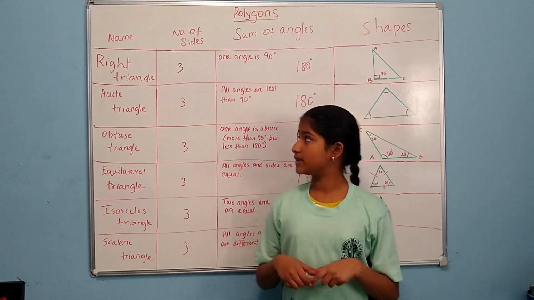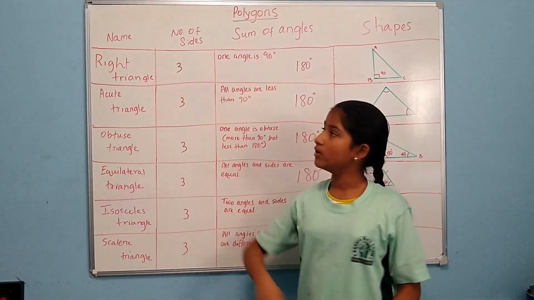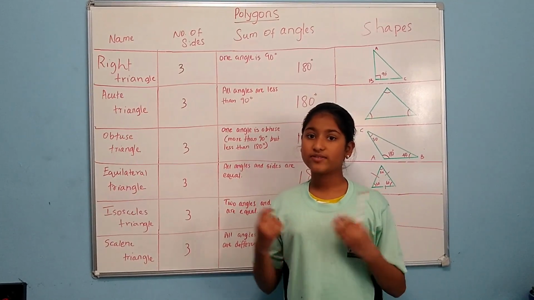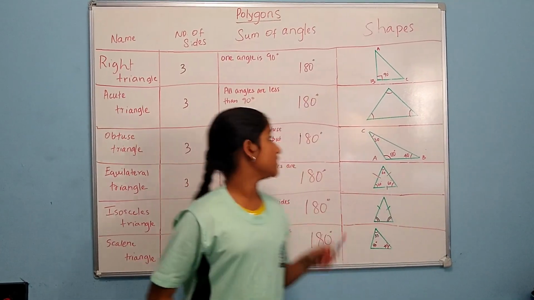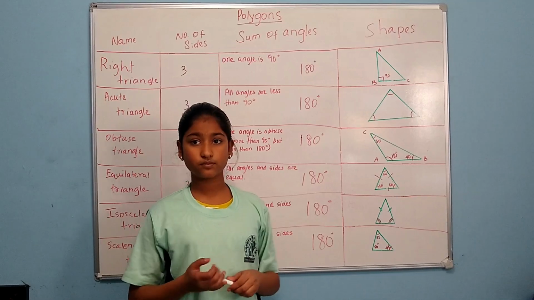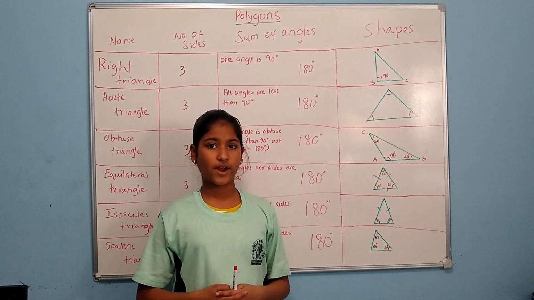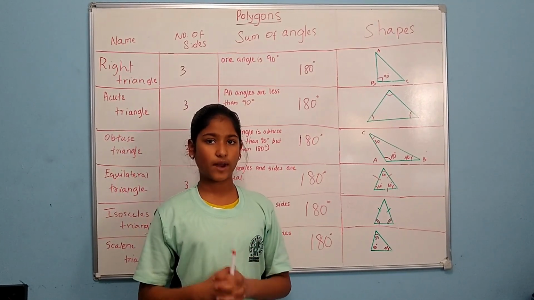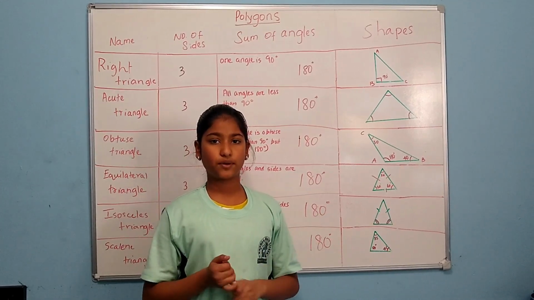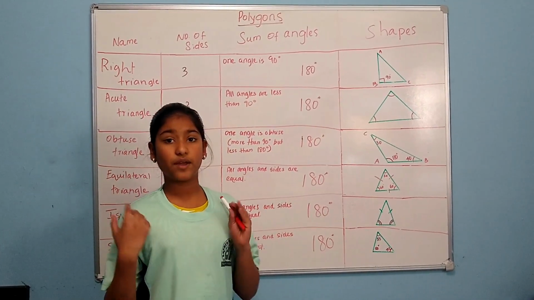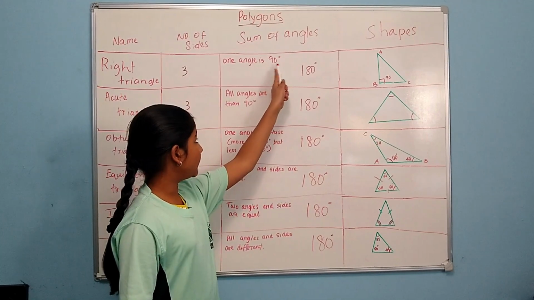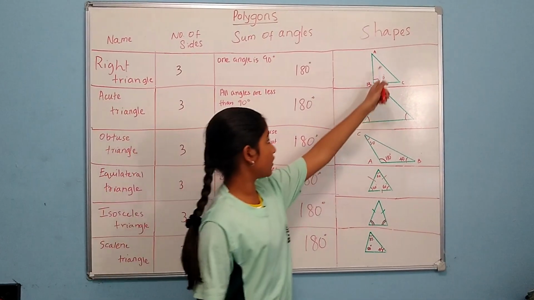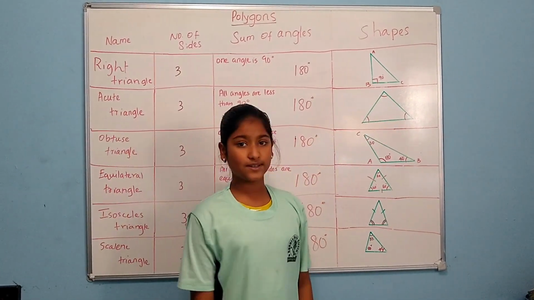Let's look at some examples of it. First, let's look at a right triangle, which has 3 sides. The sum of all the angles is 180 degrees. Now, why is it called a right triangle? That's because it has one right angle, which we learned about in the previous lesson. And we learned that a right angle has 90 degrees. So as you can see here, this triangle has 90 degrees.